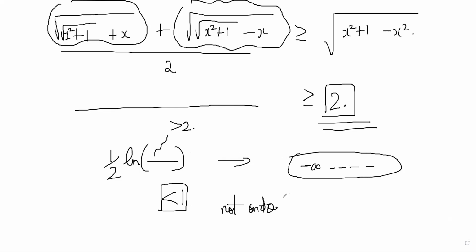So AM-GM you can use. Right now we should have used AM-GM in the beginning only, instead of trying to simplify it and all. The reason it worked is because the products of these were nice, because they're conjugate type of terms. Okay. Question number 26.